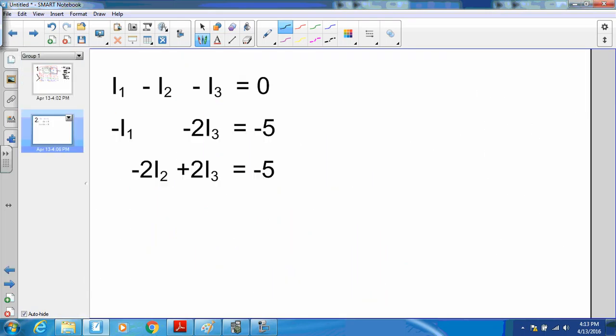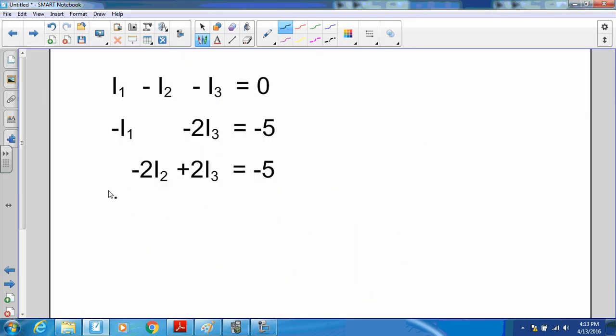And just to remind you of how that went, we lined up all of our variables here so that the I1s are vertically aligned, the I2s, the I3s are vertically aligned, and the constants are on the other side. And then we chose a variable to eliminate, noting that I1 is a good choice because it appears in only two equations. I2 is also a good choice because it only appears in two equations. I3 is not quite as good a choice, although certainly doable, because it appears in all three equations.